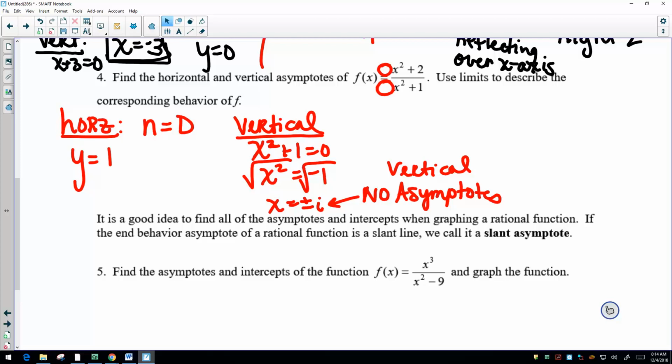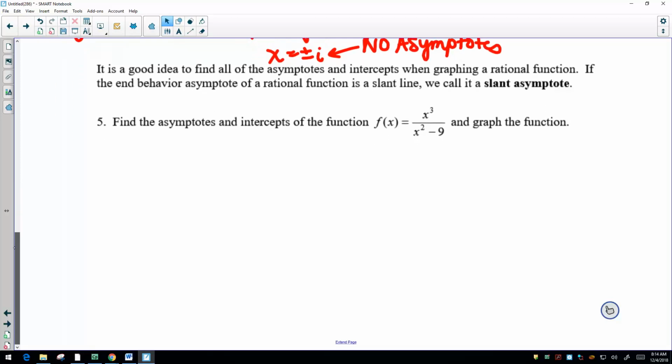And our last example here. We're going to take a look at, well, what happens if, in this case, the numerator degree is greater than the denominator. So we're trying to find the asymptotes and intercepts. So let's work with the asymptotes first.